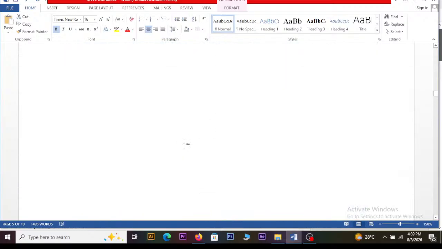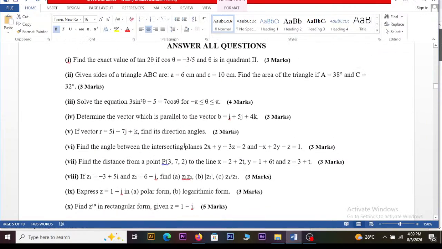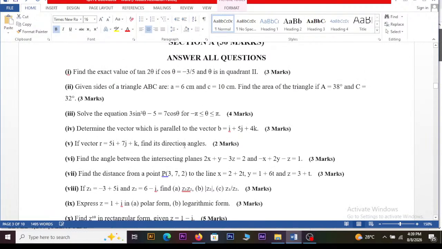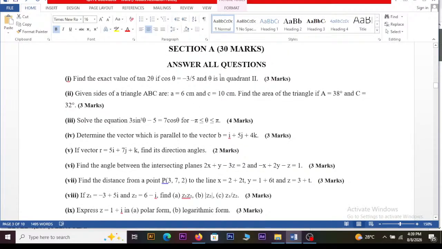So let us have an overview before we solve the questions. Let us have an overview of Section A. Section A contributes 30 marks. Hii ni sehemu ambayo imebeba marks nyingi kwenye mtihani huu, marks 30 kati ya 40.